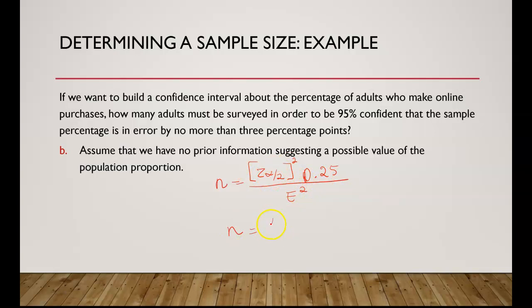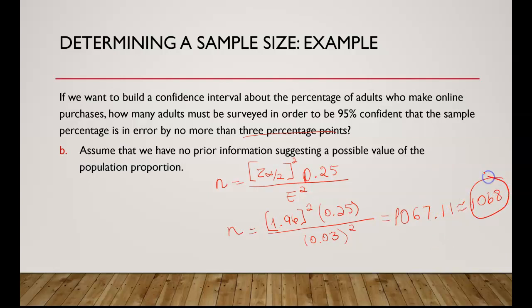Z of alpha over 2 is 1.96 squared times 0.25 divided by 0.03, the same margin of error, the same 3 percentage points as a decimal, is equal to 1067.111. We always round the sample size up to the next whole number, 1068. Do you see? Now the number is higher, because if we don't know the sample proportion, we need to survey more people.